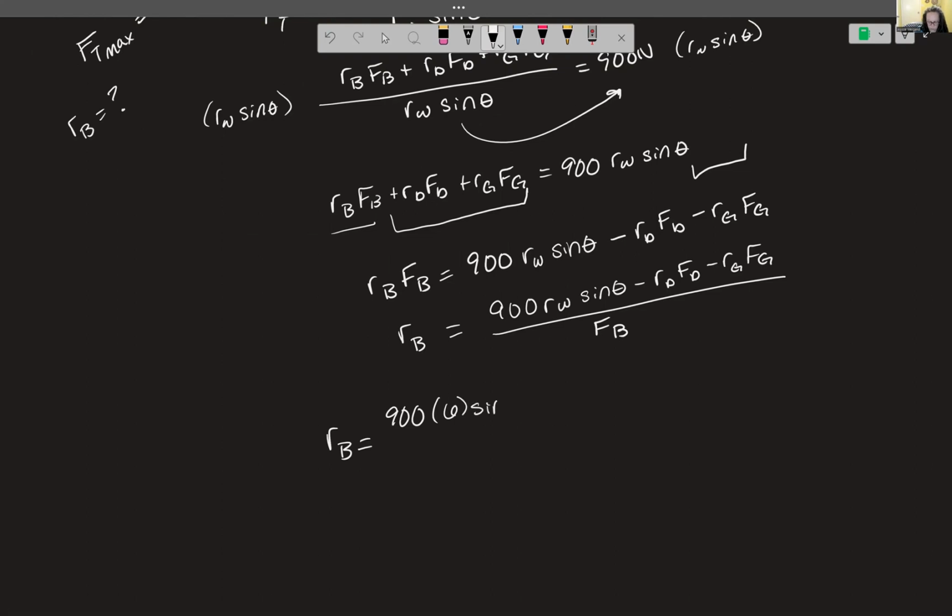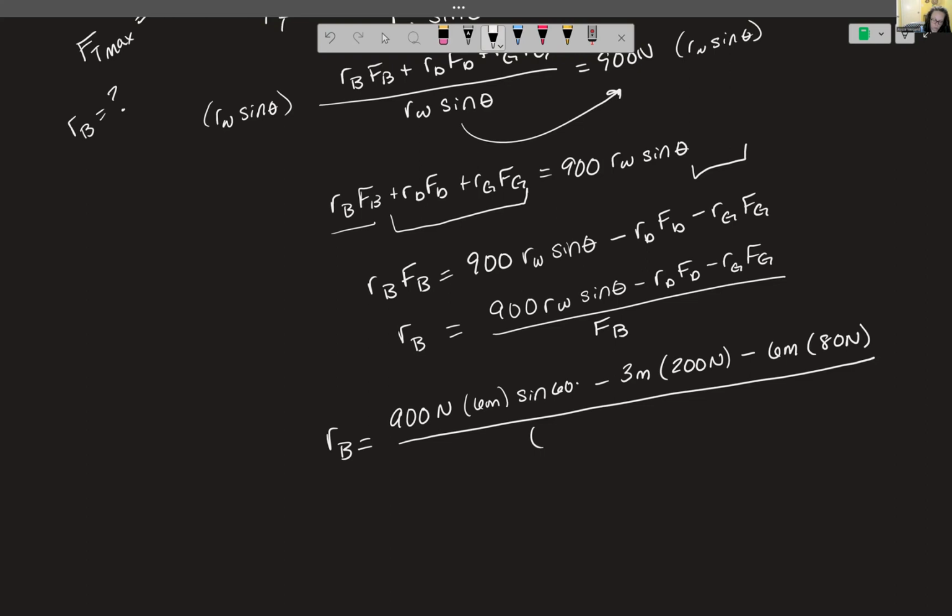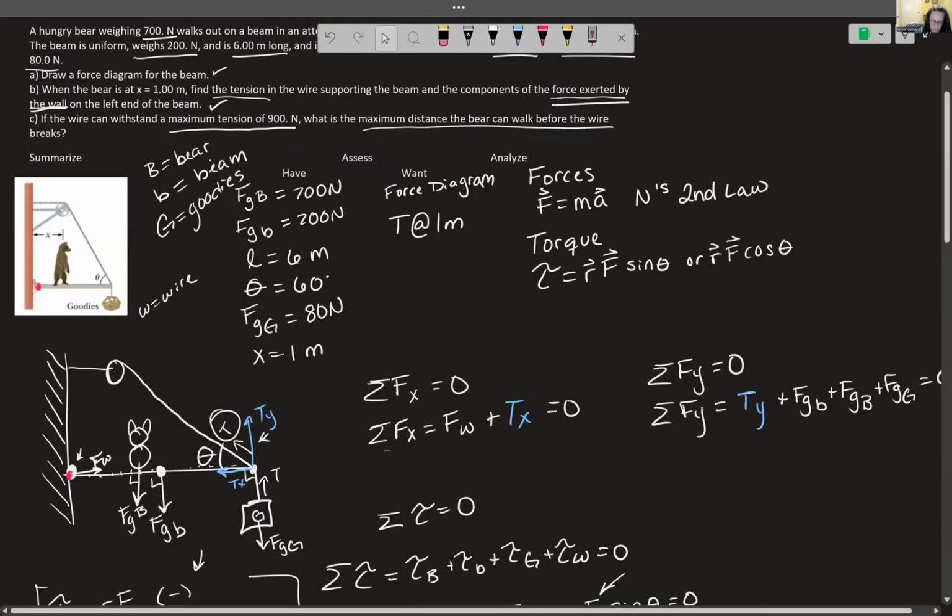It was 6 sine of 60 degrees minus how far out was the beam? It was halfway if it's 6, so this would be 3 times the weight of my beam, which was 200 newtons, minus my goodies, which were 6 meters out. Oh, I should be consistent. 900 newtons times how far out was the wire? 6 meters sine of 60 degrees minus the beam. I need to consider its center of mass, so that's half of 6, which is 3 meters, times the weight, 200 newtons, minus my goodies, which were 6 meters out and weighed 80 newtons, and I will divide that by the force of my bear. I forgot how much my bear weighs. My bear weighs 700 newtons.